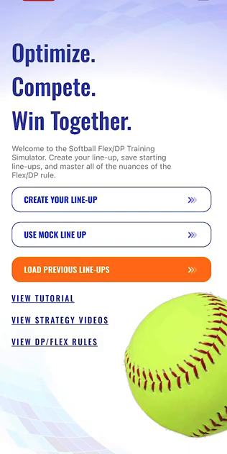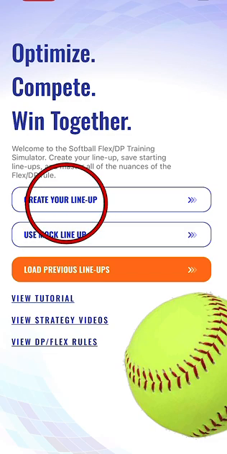All right, I wanted to use the Flex Softball Simulator app here to show you something cool that Virginia Tech, for example, did at every home plate meeting, and a lot of top programs do this with the Flex DP rule. So without further ado, we'll jump right into it. We're going to use a mock lineup.